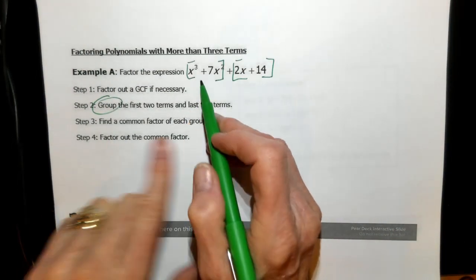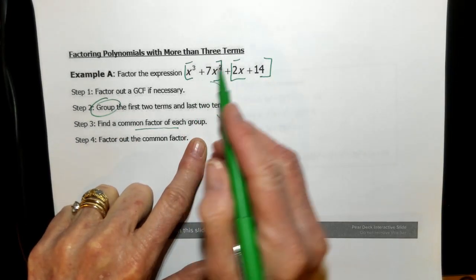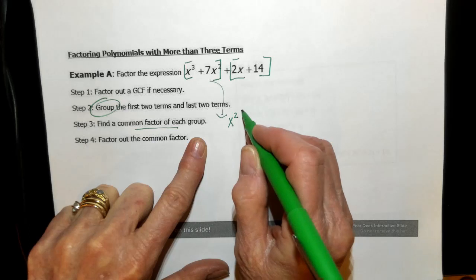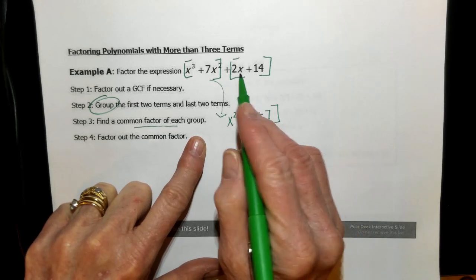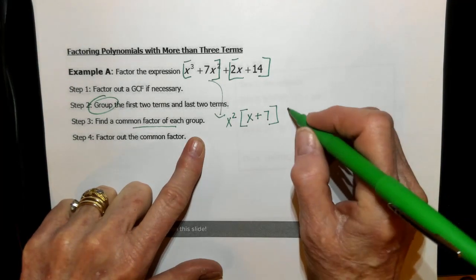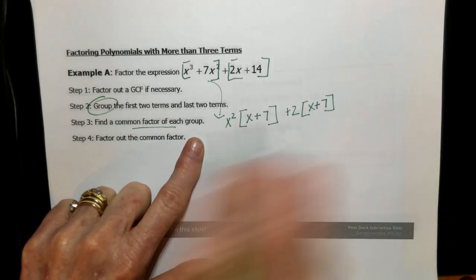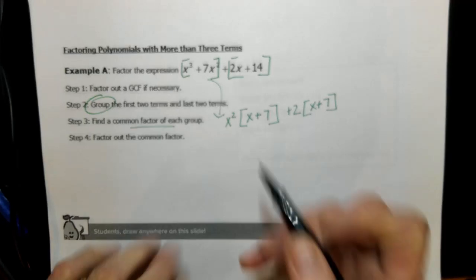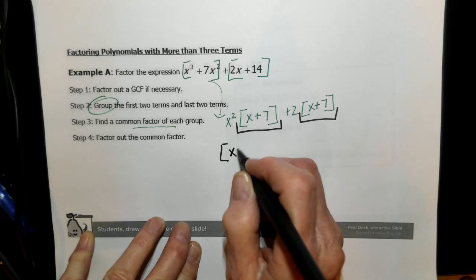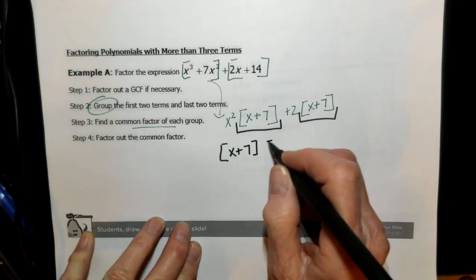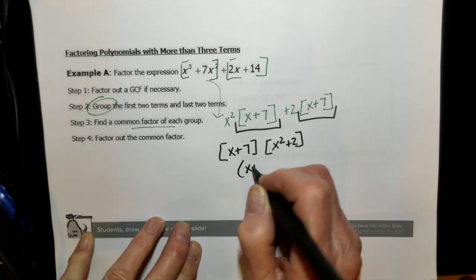Okay, then it says find a common factor of each group. What's the greatest common factor here? It's x squared, and I'm left with x plus 7. What's the greatest common factor here? A 2, and I'm left with x plus 7. And from our notes last time, right, this and this are the same. So we take that out. And I don't know why I use the boxes. Parentheses are fine. Usually we write them with parentheses.